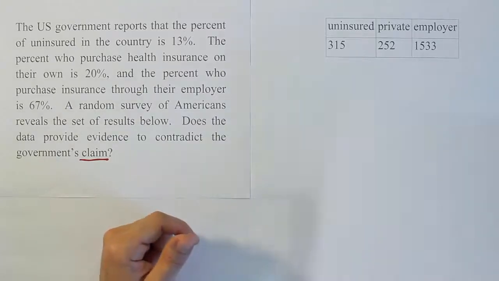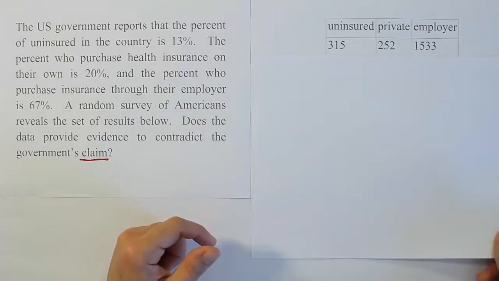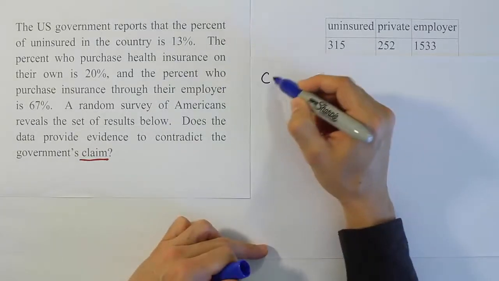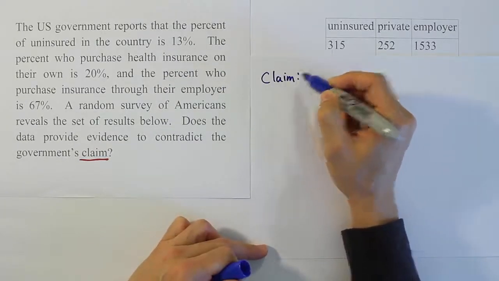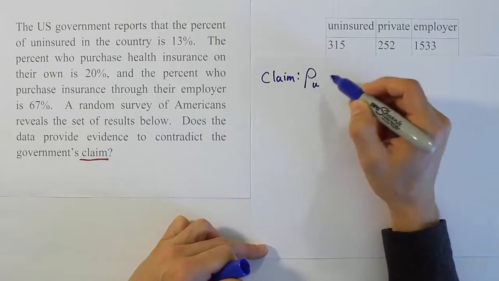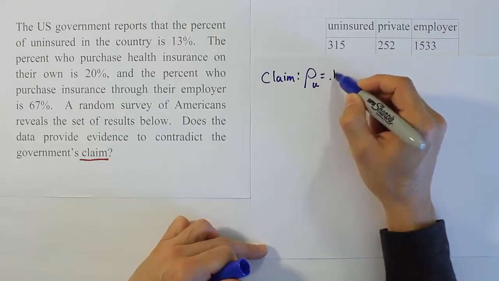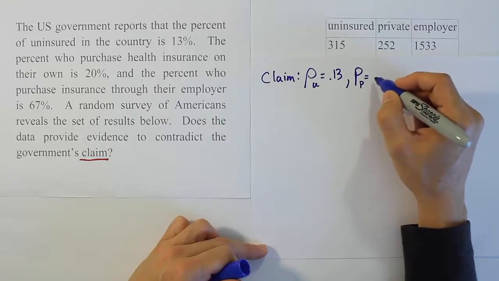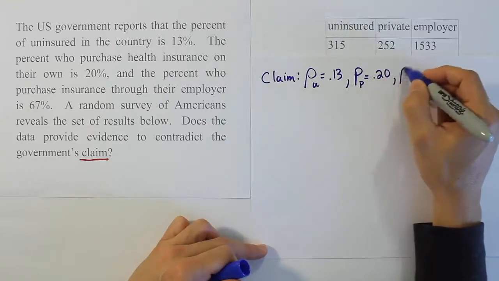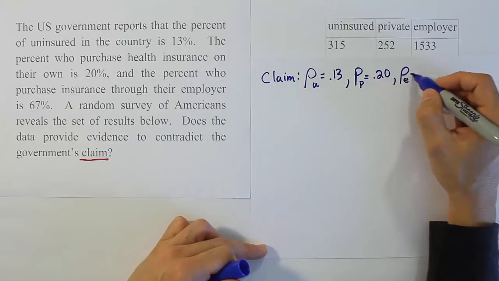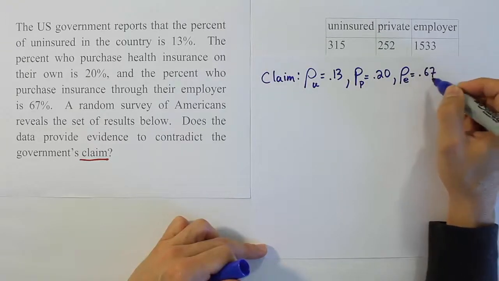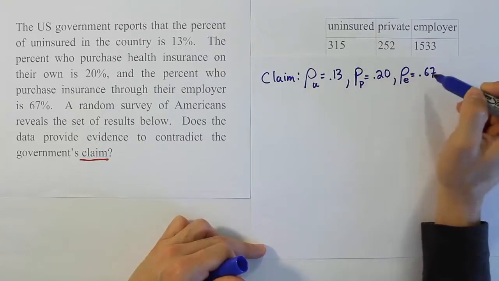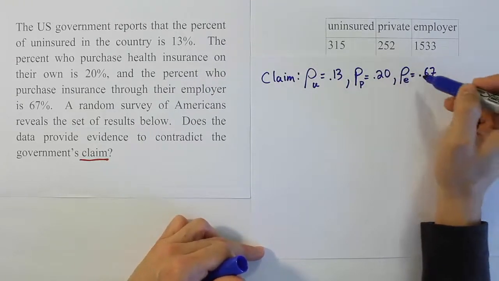So let's start out with that first. The government's claim is that essentially those are the correct percentages for each category. So the government's claim is simply that the proportion of uninsured is equal to 0.13. The proportion of people who buy it through the private sector is 0.20, and the proportion who purchase it through their employee health plan is 0.67. You'll notice that this adds up to 100%, which is required, right? 13 and 67 make 80, and 20 makes 100.